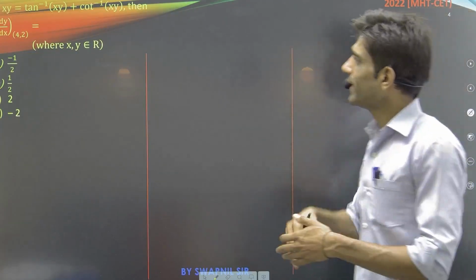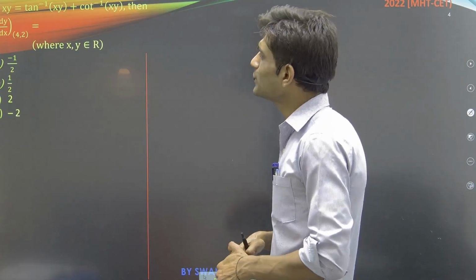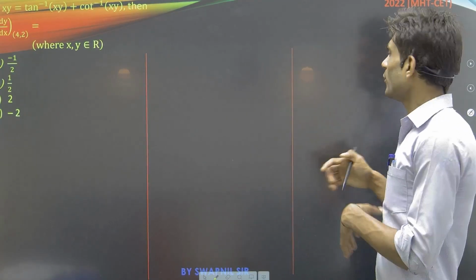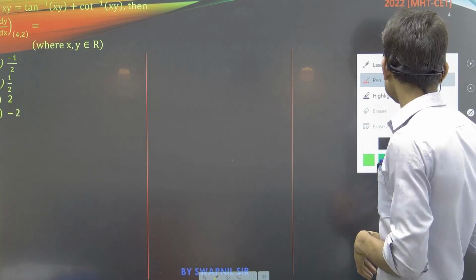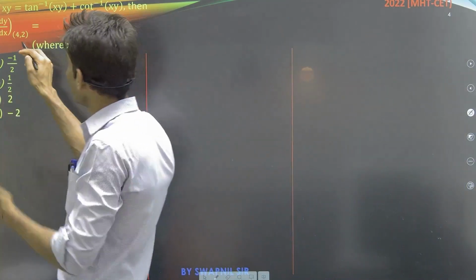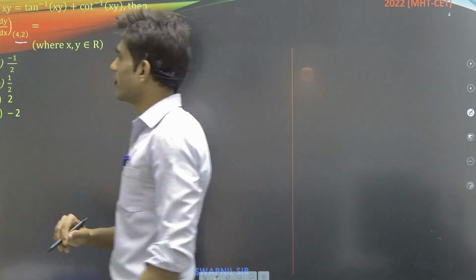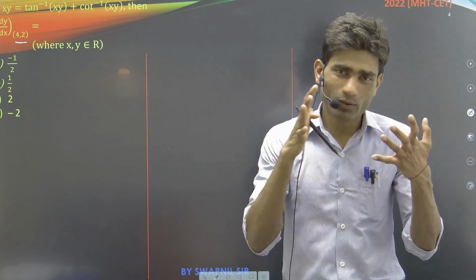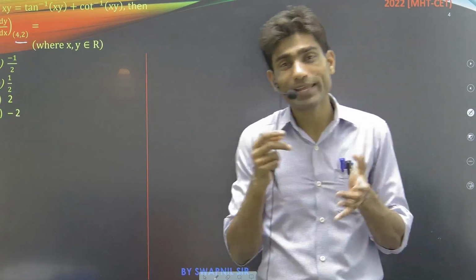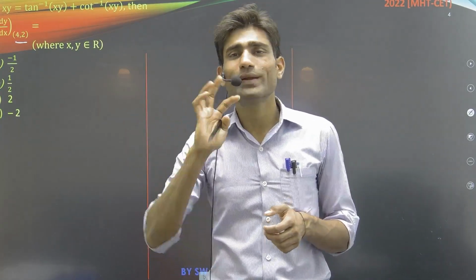So I have taken the next question here as xy is equal to tan inverse of xy plus cot inverse of xy. Then we have to find out dy by dx for a particular point. We have to find dy by dx at the point (4, 2). First of all, we have to find the value of dy by dx, and (4, 2) means we have to substitute x as 4 and y as 2. You will get the required answer.